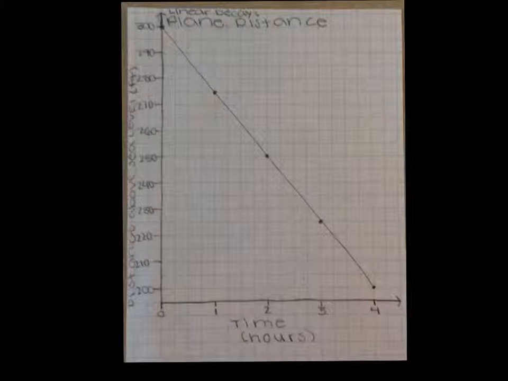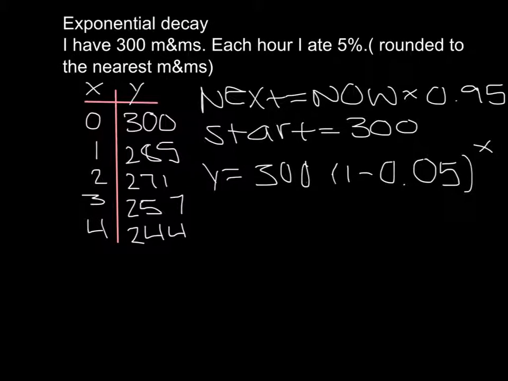So this is the graph for the plane's distance. On the y-axis, it's distance above sea level in feet, and the x-axis is the time in hours. You're going to start at 300 because the plane started at 300 feet, and you're going to go down 25 feet each time because the plane descends 25 feet each time. I have 300 M&Ms. Each hour I ate 5%, and this is rounded to the nearest M&M.